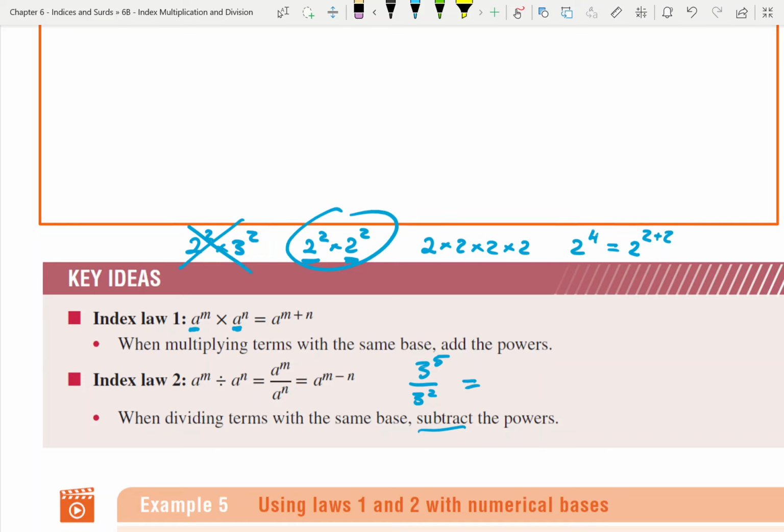Well, if we expand this out, it's going to be 3 times itself 5 times over 3 times 3. As you'd know, we have common factors in our numerator and our denominator. So this and this are both equal to 9. If we're multiplying by 9 and then dividing by 9, we can cancel those two brackets out. What we're left with is 3 to the power of 3. Well, if we instead apply our index law, that would have been 3 to the power of 5 minus 2, which also gets us 3 to the power of 3. Let's see how this goes into practice.